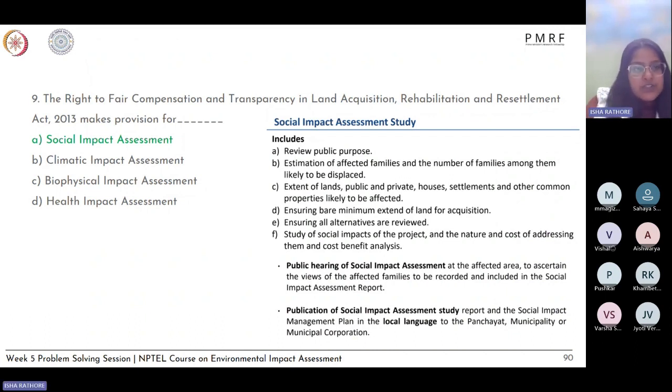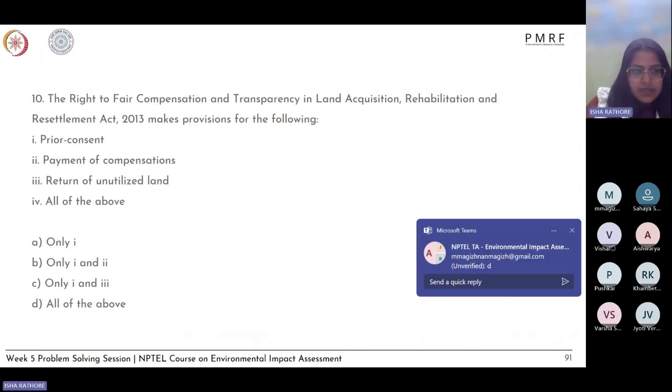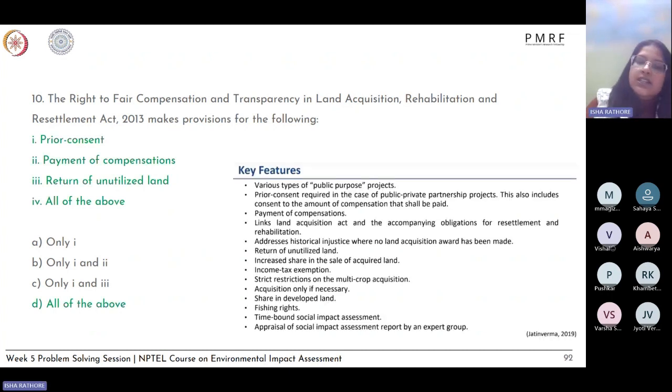Moving on to the next question. The Right to Fair Compensation and Transparency in Land Acquisition, Rehabilitation and Resettlement Act 2013 makes provisions for the following: one, prior consent; two, payment of compensation; three, return of unutilized land; or four, all of the above. Which of these provisions does this act make or allow for? Okay, so we have one answer, which is D. Okay, so D is the correct answer.